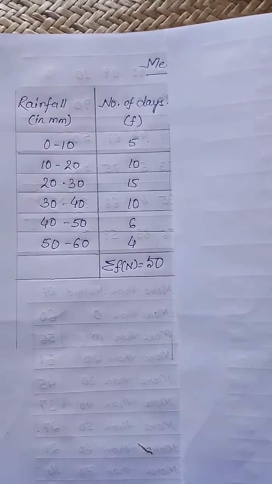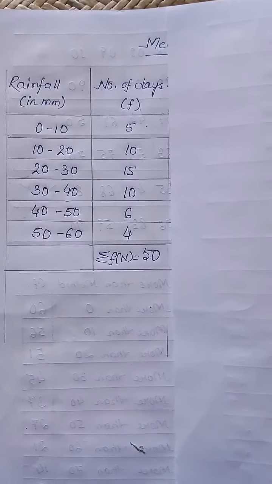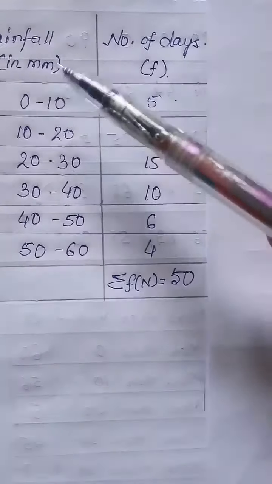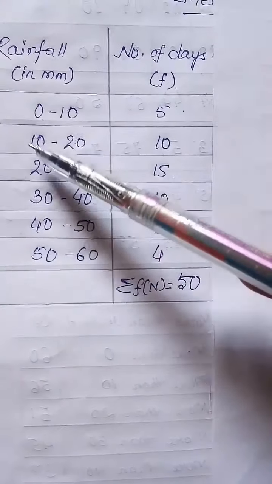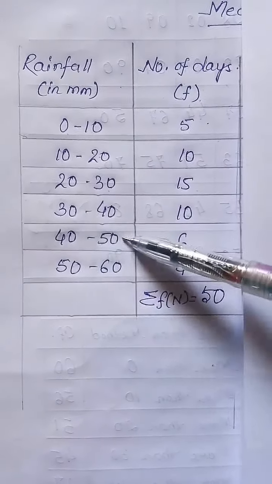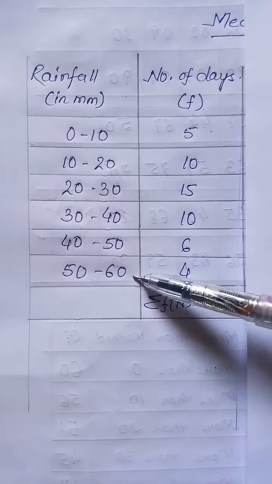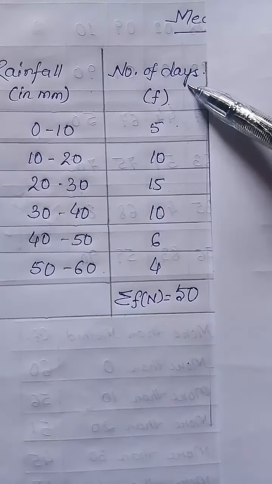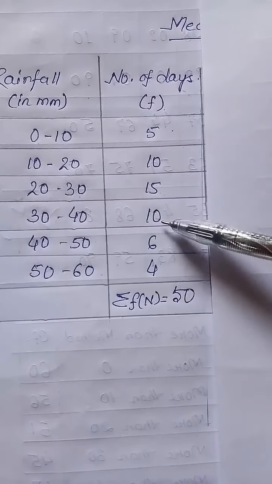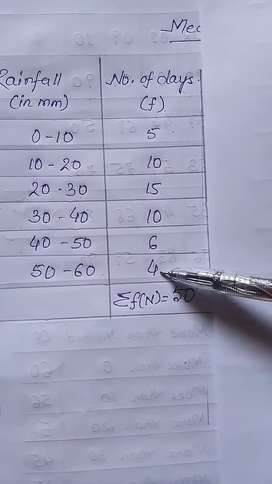Now we will solve the median of the group data. As you can see, the class interval is given: rainfall 0 to 10, 10 to 20, 20 to 30, 30 to 40, 40 to 50, 50 to 60. In our second column, we have the number of days, that is the frequency: 5, 10, 15, 10, 6, 4.